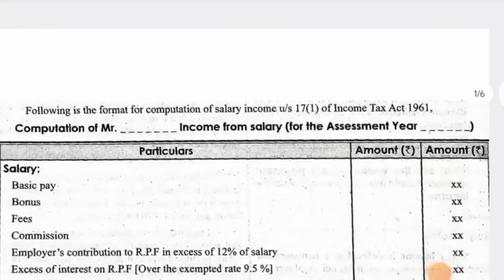Students, following is the computation of income from salary. So this is the proforma of unit number 2, that is income from salary. If you are perfect with the proforma, 6 to 7 marks is in your hands.